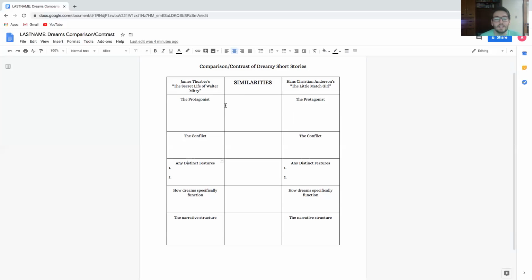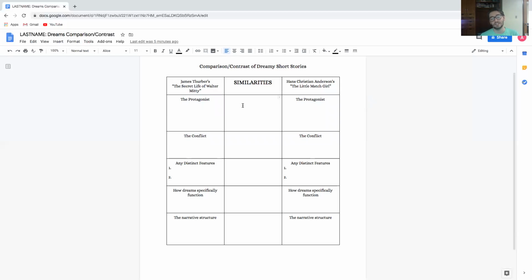Okay. And then in the similarities, you're going to look at anything that's similar between the 2 stories. So I want you to find at least 5 things that are similar, or at least come up with 5 things that are similar between the 2 stories. You can, if you want, talk about similarities between the protagonist or the conflict, or similarities between how the dreams function and the narrative structure, both. But honestly, that's not going to work for all of these. The 2 that this is probably going to work with most are these right here, in which you could talk about similarities between the protagonist and the conflict, but ultimately that's up to you how you do that.